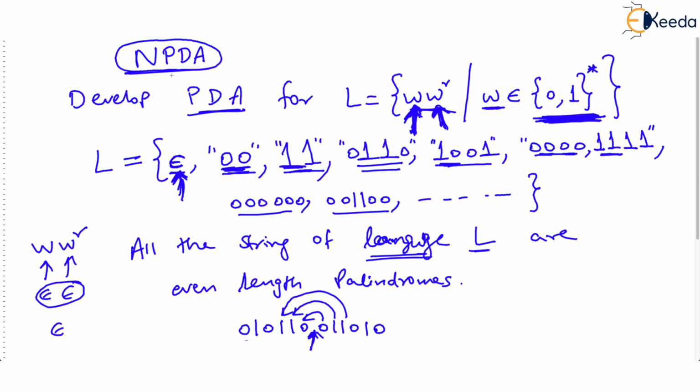We will have to use non-determinism. And the idea will be seen in the next video. What will be the machine developed for these even length palindromes without any constant character C separating the two parts, W and W reverse? There is no separating character.